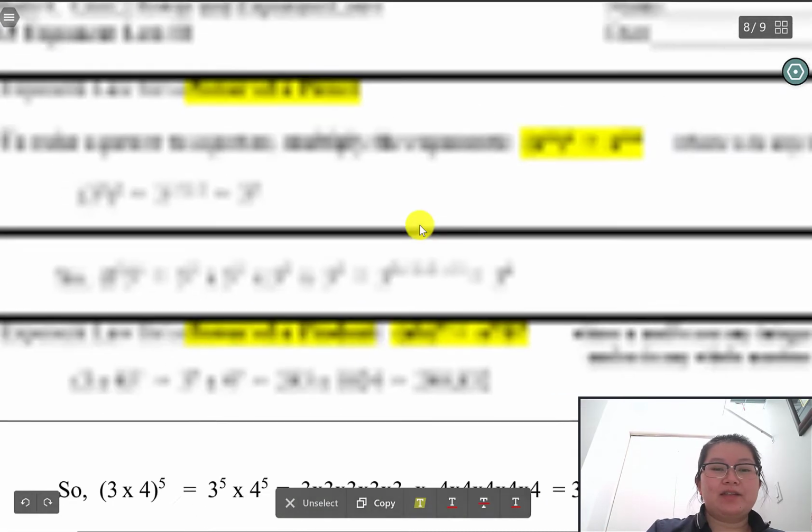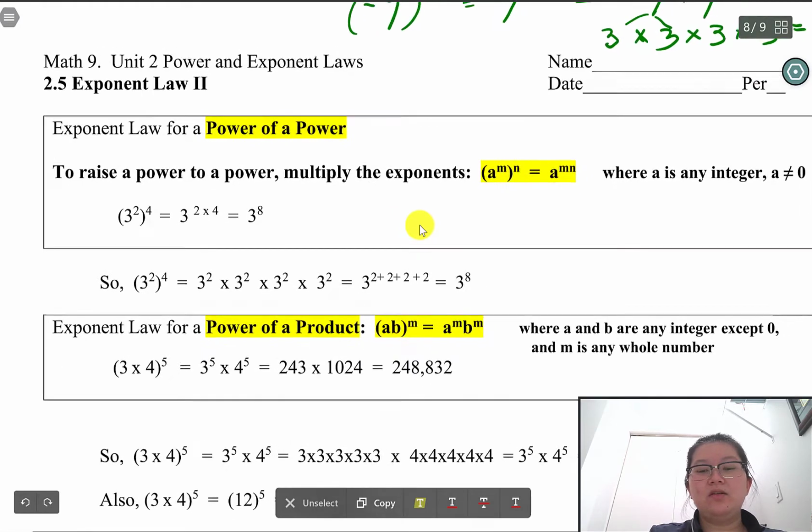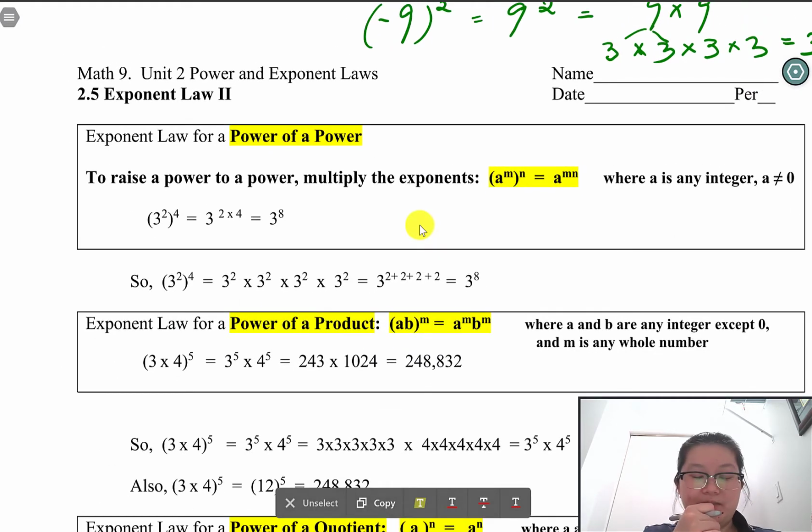Let's take a look at each of these exponent laws, starting with power of a power. What this means is if I have a number or a power in brackets, and it's raised again to another power, how do we deal with the exponents? In this case, we would have to multiply the exponents to give us the total power.